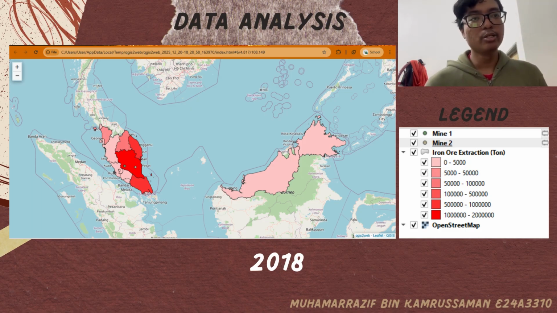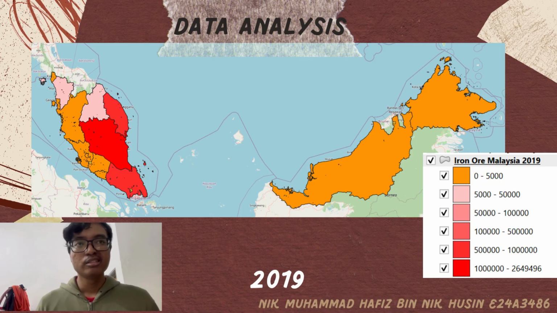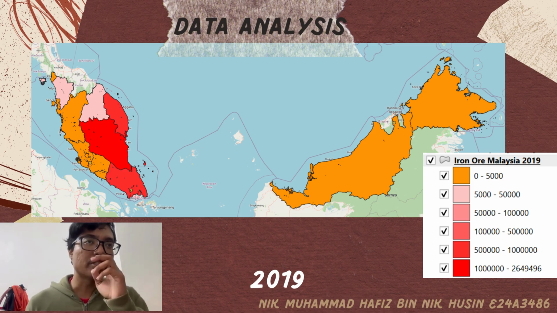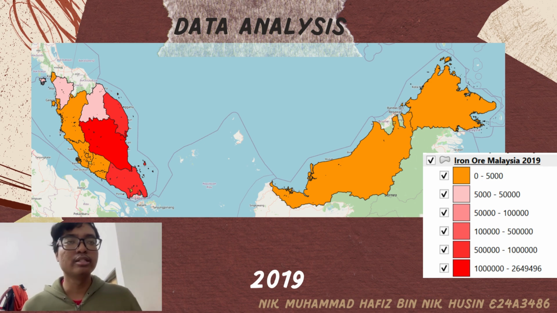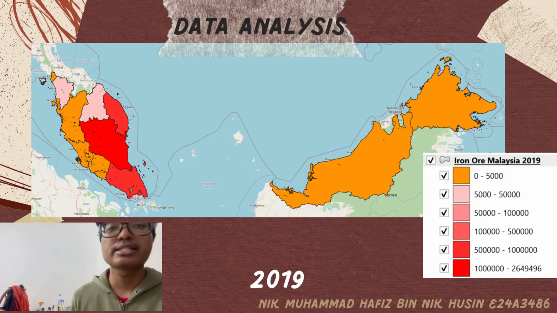Alright, now let's take a look at the other years and compare it. Now we have the 2019 map by my friend Nick Muhammad Hafiz. There's not a lot of change here in 2019 actually. As we can see, a lot of the same states, and the production output is not much different from last year.